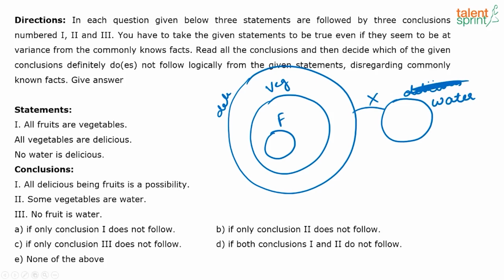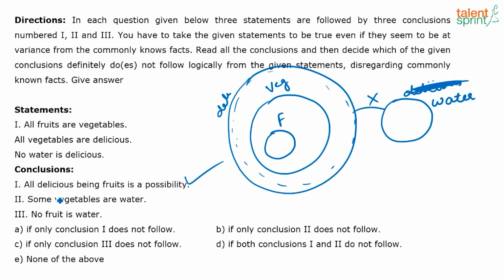Yes, for this question all of you are giving me the answer as B. Let us look at the first conclusion. All delicious being fruits is a possibility. Yes, this fruits can be a set like this, no? It can be a set like this, which along with delicious. Similarly, veg also can be a set like that. So this is definitely a possibility.